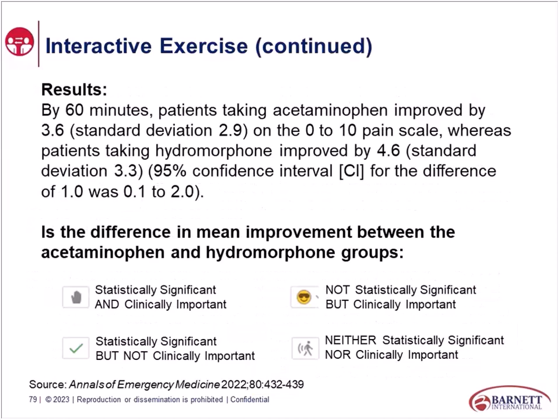Now, the difference is 1. The mean difference between 3.6 for acetaminophen and 4.6 for hydromorphone is 1. So the difference is not clinically important. Yet, when we look at the confidence interval, the confidence interval around the difference does not include 0.